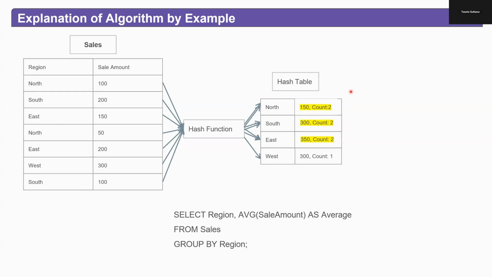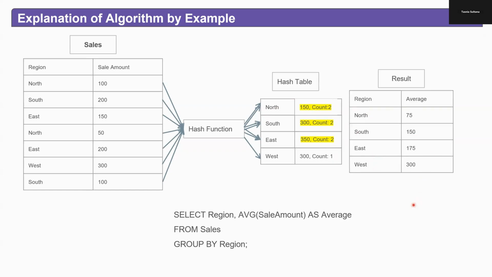After all rows are processed, we scan the hash table. For each region, we calculate the average by dividing the sum by the count. This will give us the final result. So this explanation covers the theory, but in practice, there are additional considerations like hash table size, memory limitations, and whether the table can fit into the memory.